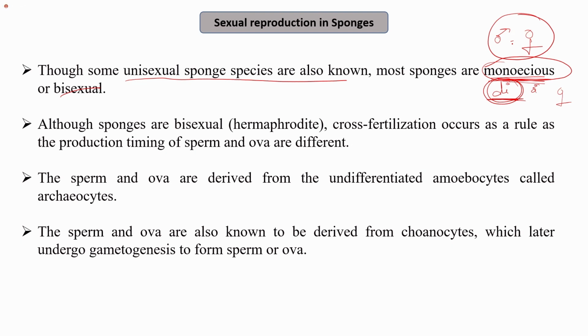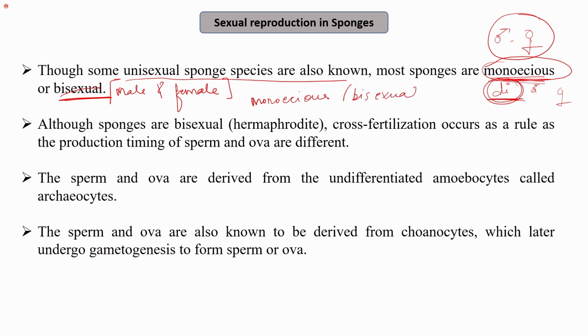So when both male and female organs are present within the same organism, they are called monoecious. While if they are present in two different organisms, then it is called dioecious. So basically, you can call monoecious equivalent to bisexual, that has both male and female organs within the same organism, right? Fine. So this is very important to remember that although there are some unisexual sponge species known, most of them are monoecious, that is, they are bisexual.